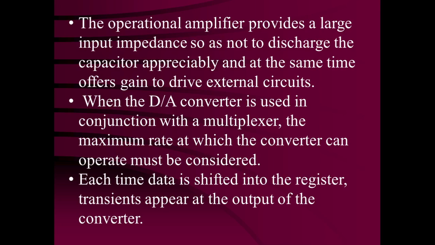More and more sampling is going to be required, but it has to be synchronized with the op-amp as well as the multiplexer. So when the D to A converter is used in conjunction with the multiplexer, the maximum rate at which the converter can operate must be considered. Each time data is shifted into the register, transients appear at the output of the converter.